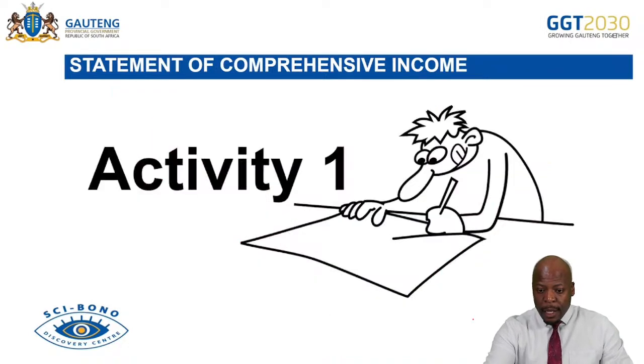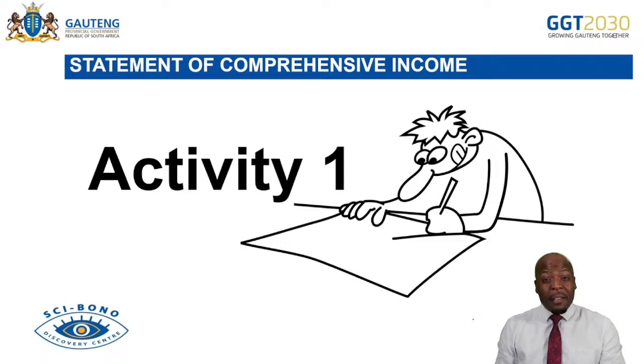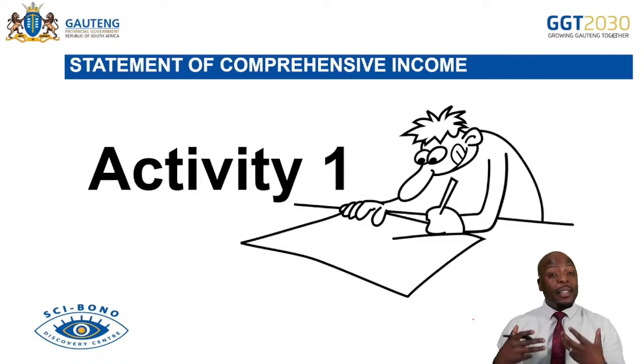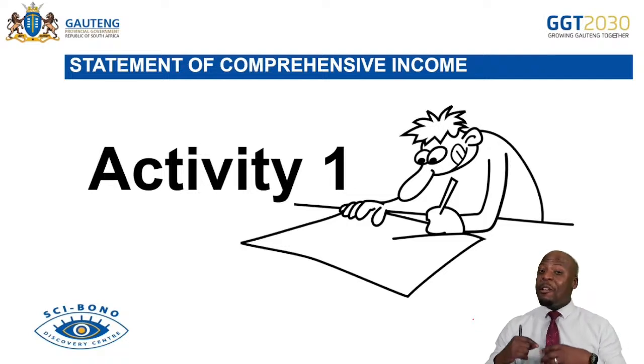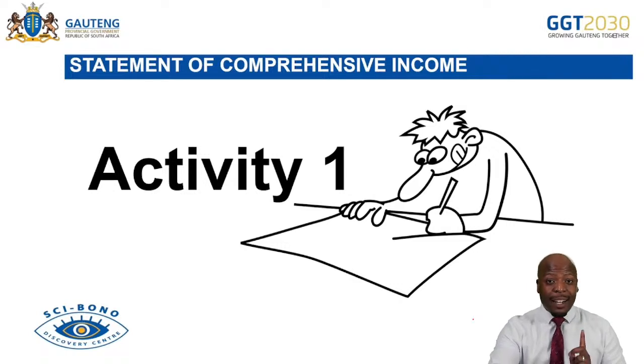All right, we are going to do an activity now, beginning with activity number one. For this activity to make sense to you, make sure you are writing, because I'm going to do certain adjustments with you so that you can understand. Make sure you have a pen, a pencil, and a calculator. Very important. How can you do accounting without a calculator? And somewhere to write. Then let's begin the first activity.